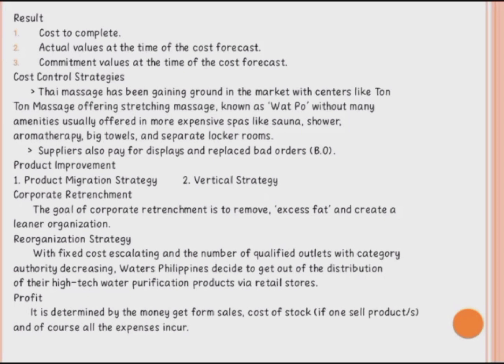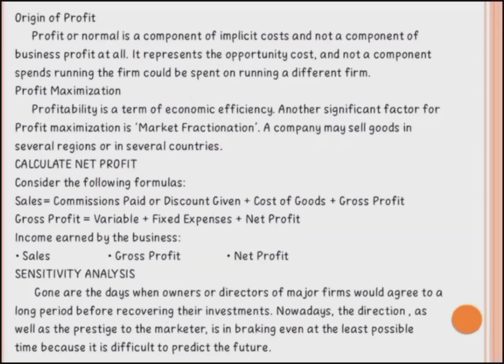Profit. It is determined by the money got from sales, the cost of stock if one sells products, and of course all the expenses incurred. It is reflected in a reduction in liabilities, an increase in assets, and or an increase in owner's equity. Origin of profit. Normal profit is a component of implicit cost and not a component of business profit at all. It represents the opportunity cost: the time spent running the firm could be spent on running a different firm.